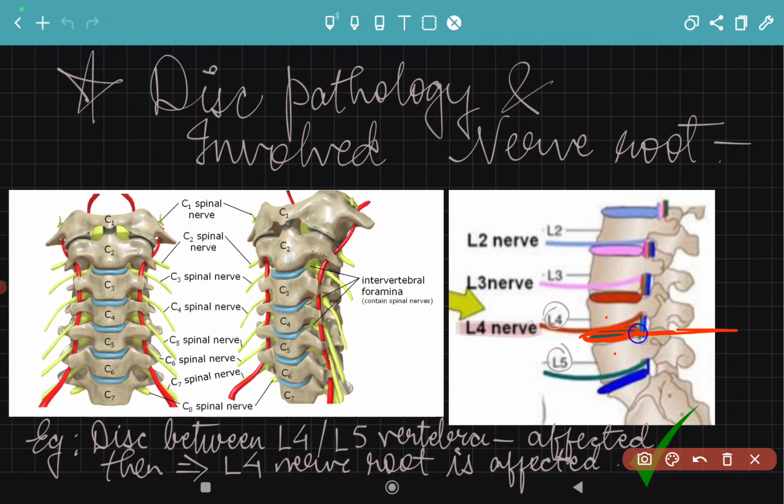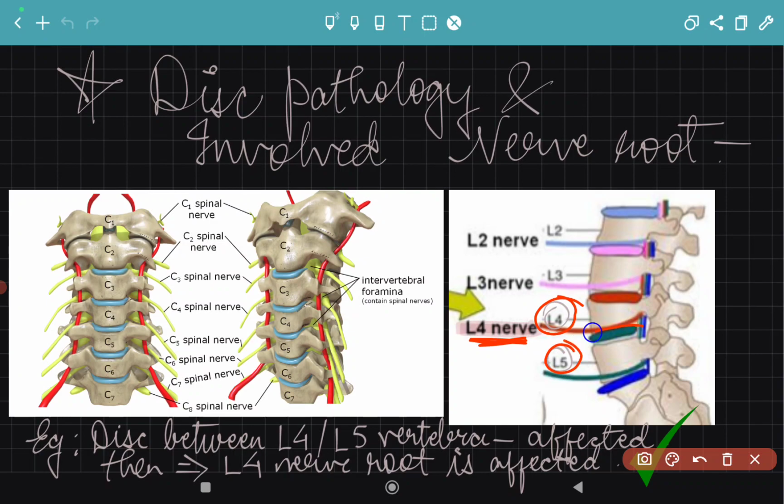Now if the disc between L4 and L5 has pathology, whether it is bulging, protruding or herniating, it will cause pressure or impingement of the nerve roots in this region. And from here there is a nerve arising, which is the L4 nerve, because as we know, below the L4 vertebra the L4 nerve will be present. That means the L4 nerve is between the L4 and L5 vertebra.